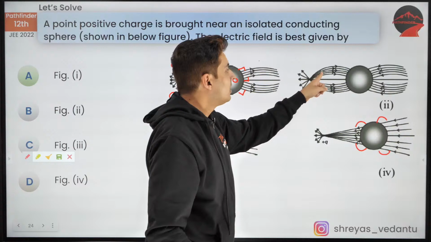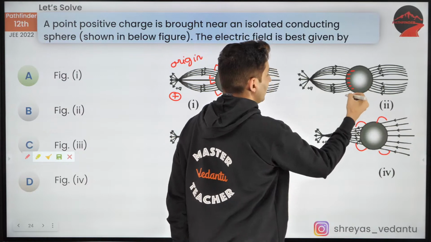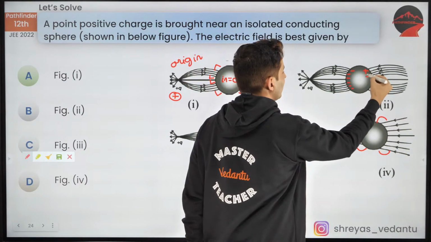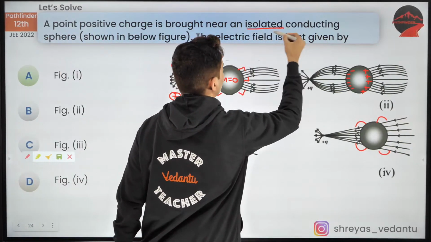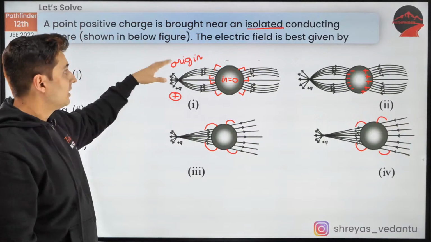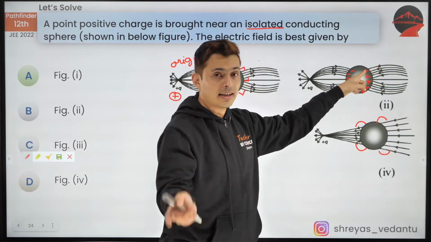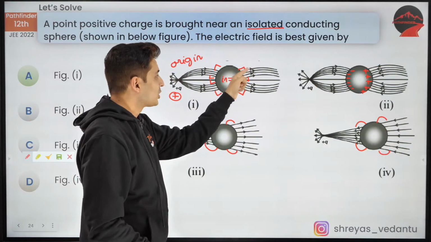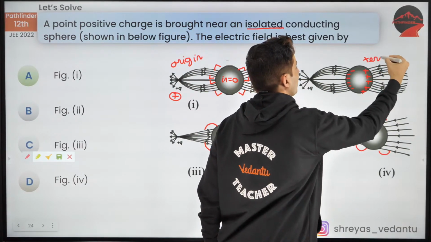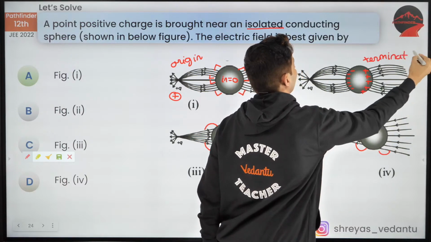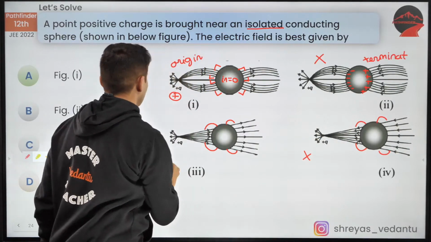See, understand, here the field lines are terminating. That means there is a negative charge here. Correct? So if there is a negative charge, there must be an equal amount of positive charge on the other side, because it was given that it is an isolated conductor. That means if it is positive on the right side, how can field lines end over there? Field lines should originate from the positive charge. So this part is wrong. They are terminating over here. So how can field lines terminate on a positive charge? Hence this diagram is wrong. This was wrong, and this was wrong, and this was correct.